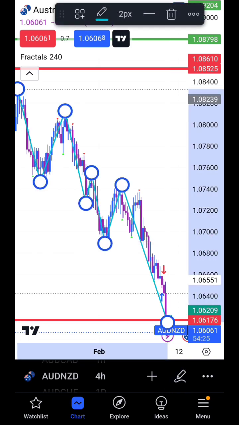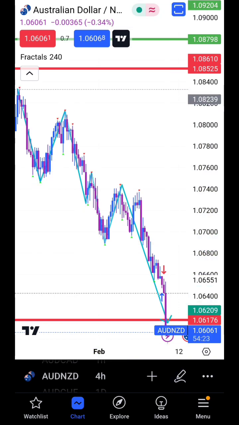So if the chart is not clear, just leave it and go to the next chart that is clear. That is it.